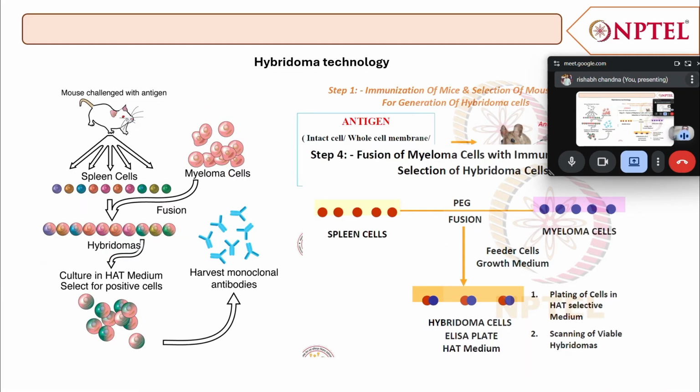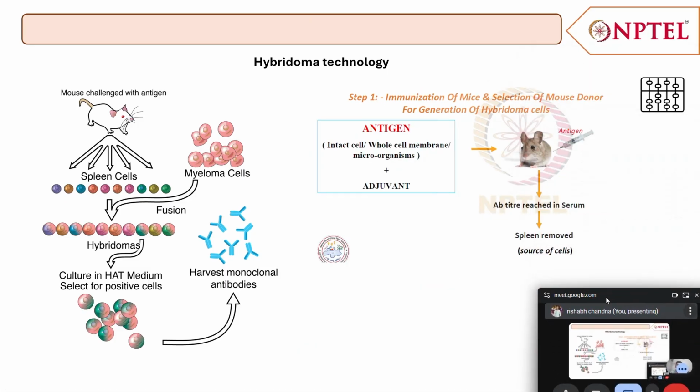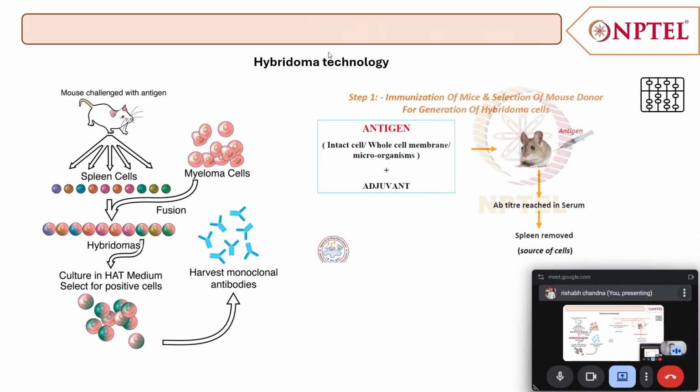Okay, now we'll be moving on to hybridoma technology, that is the production of monoclonal antibodies. Okay, so now what we'll do is we first have the mouse. So the mouse is challenged with an antigen. Okay, so now these will have the spleen cells. Okay, now spleen cells will yield the antibodies.